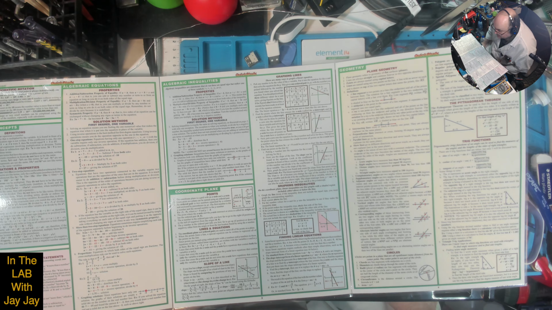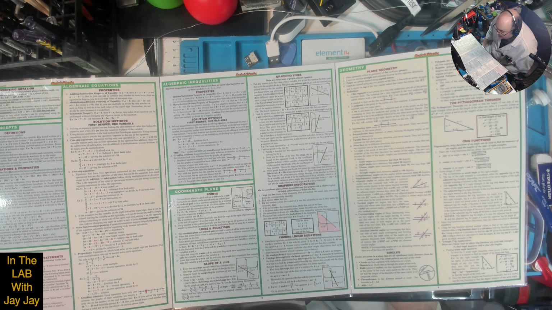Addition, subtraction property of an inequality. If A is greater than B, then A plus C is greater than B plus C, and A minus C is greater than B minus C. Also, if A is less than B, then A plus C is less than B plus C, and A minus C is less than B minus C. This means that you can add or subtract any number or terms to or from both sides of the inequality.